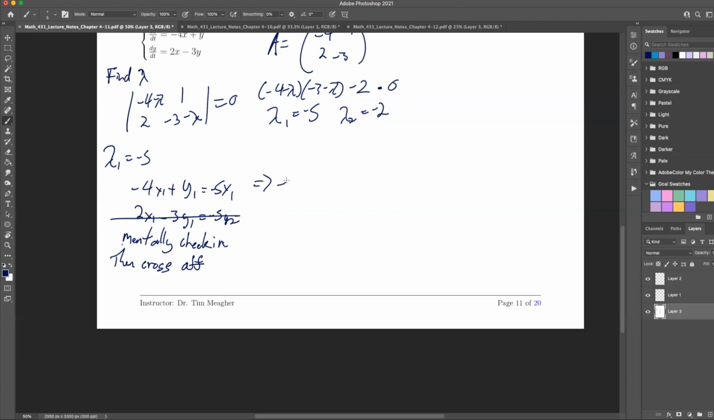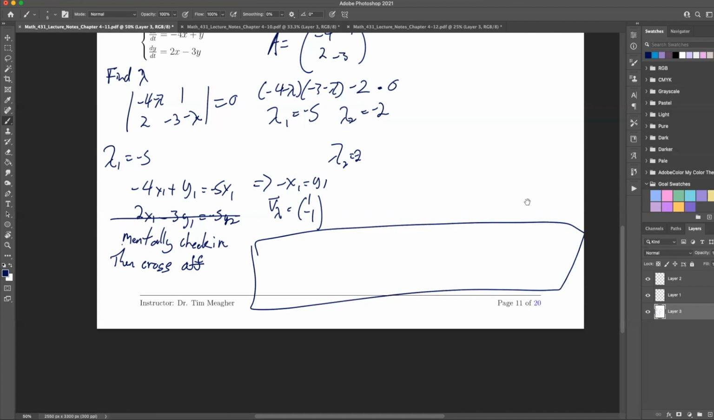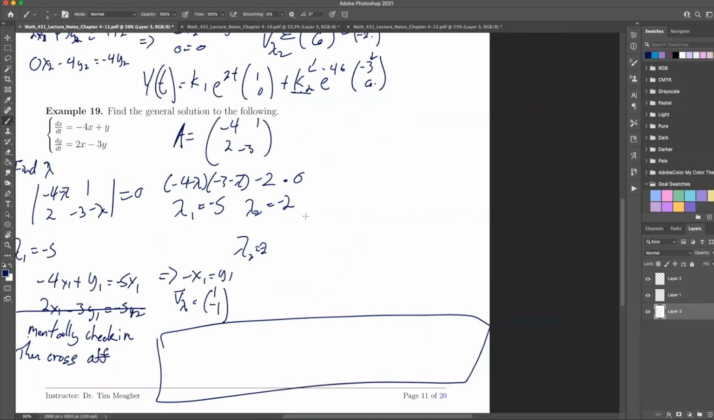And so here this will equal -x1. -x1 equals y1, and therefore my vector here is (1, -1). Okay, let's do lambda 2 equal to -2. Oops, that's a negative there. I'm going to have to save some room for the answer, so I'm going to put this up over here a little bit.